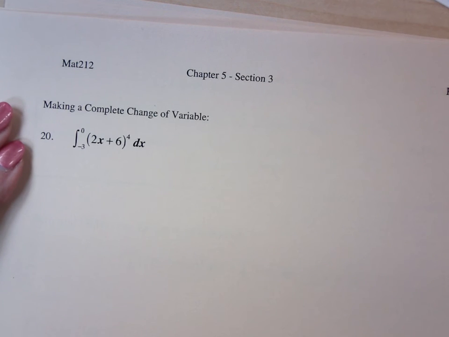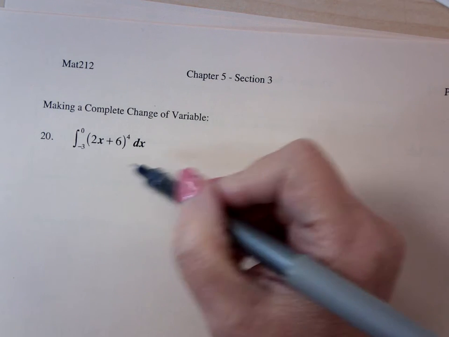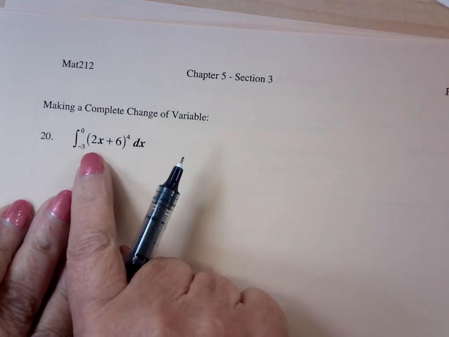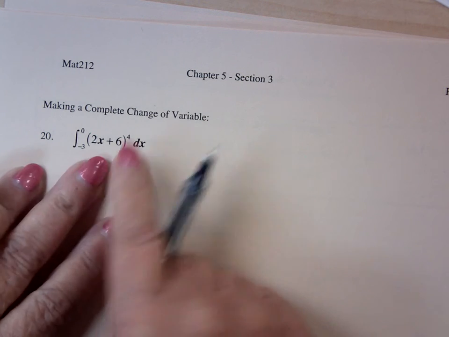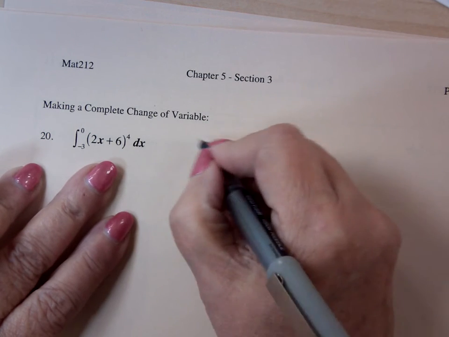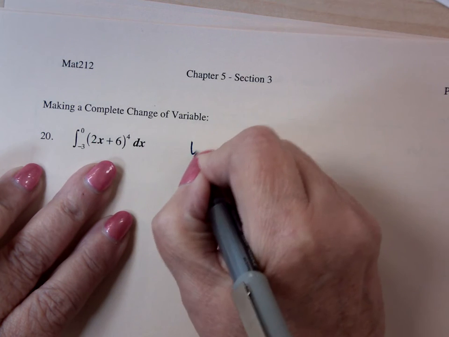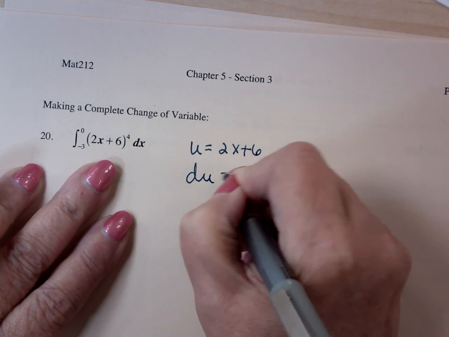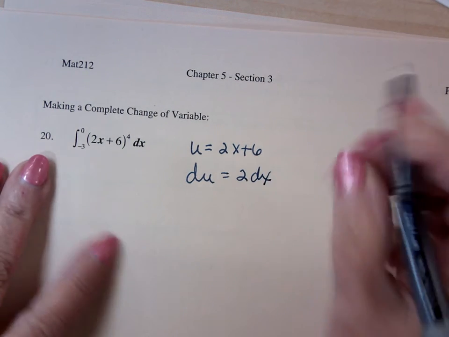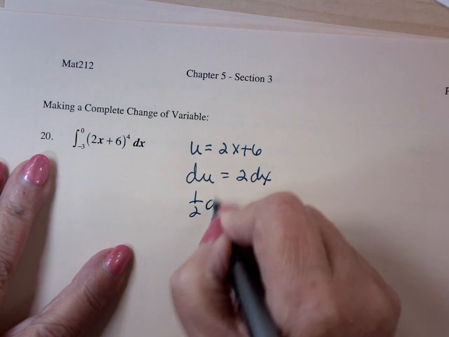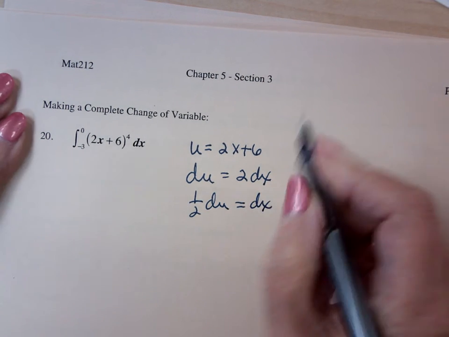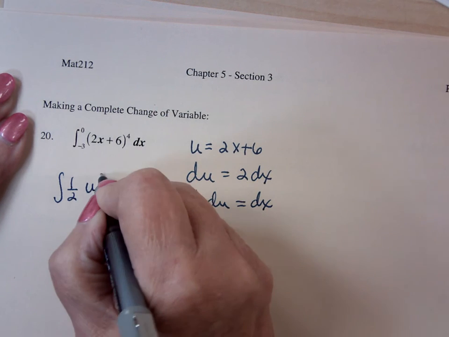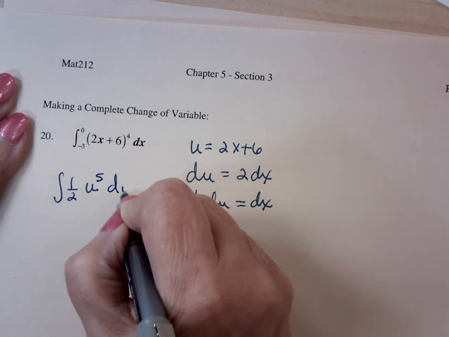In this problem, we want to make a complete change of variable and go to u. So what we're going to do is just go ahead like we would before, make a substitution. I know that u is 2x plus 6, so that du is equal to 2 dx. Don't need the 2, so 1/2 du is dx. So this becomes the integral of 1/2 u to the 5th du.